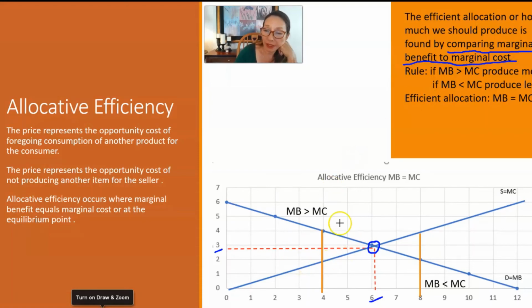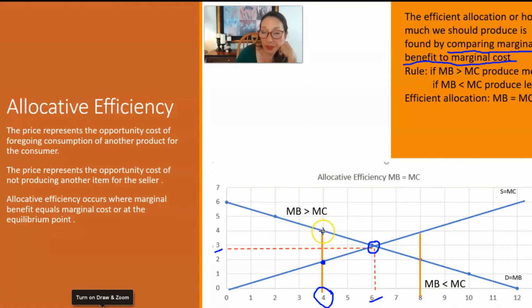So let's look at the graph over here. Here we have our marginal benefit, or our demand curve, and here we have our supply curve, or our marginal cost curve. At an output level of 4, marginal benefit is greater than marginal cost. So what do we need to do?